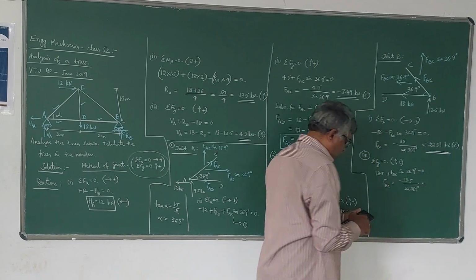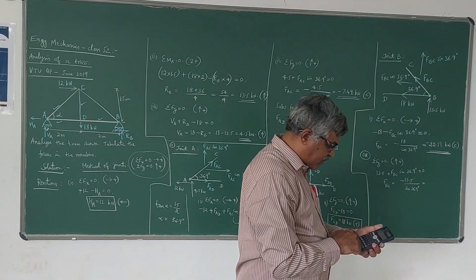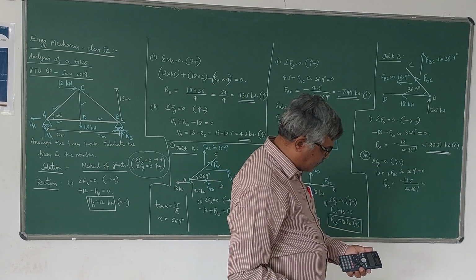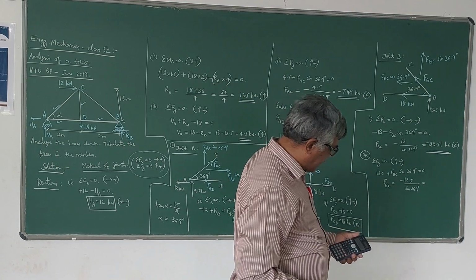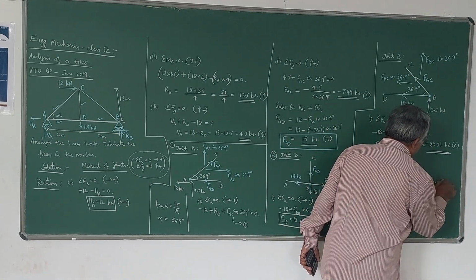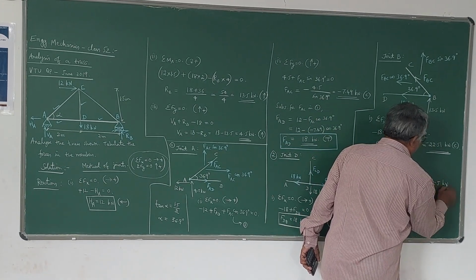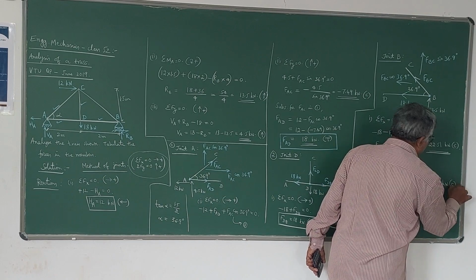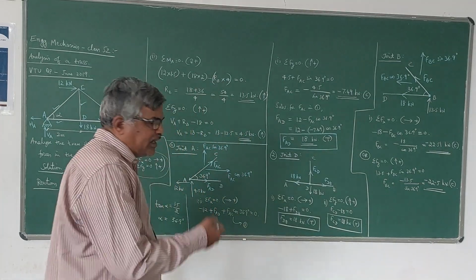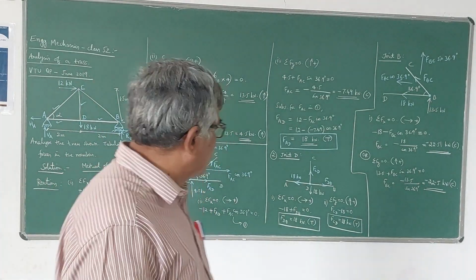Let us see what is the value of this. 13.5 divided by sin 36.9, which is also 22.48. Of course, 22.5 you can take. So whether you use sigma Fx = 0 or sigma Fy = 0, you are going to get the same answer. So in decimals there will be slight variation, no problem.